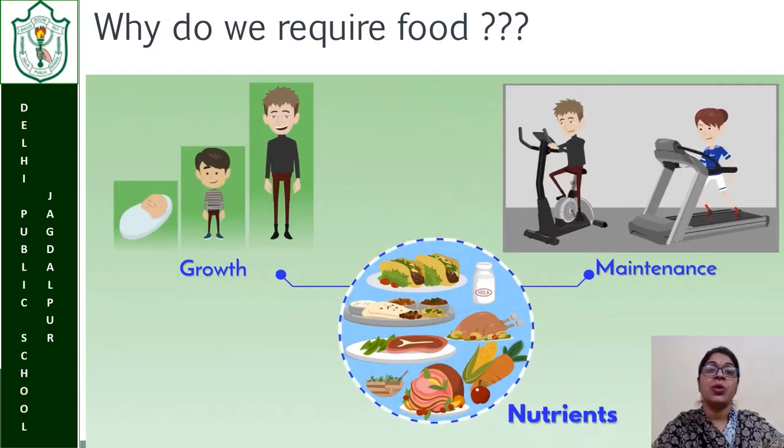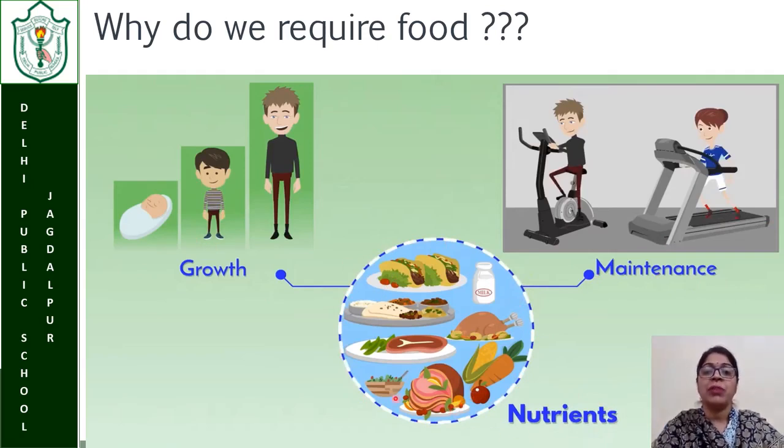So the first question that comes to my mind to ask you is, why do we require food? We need food for growth and for maintenance. And the things that give us growth and maintenance are called nutrients. What are they called? Nutrients.